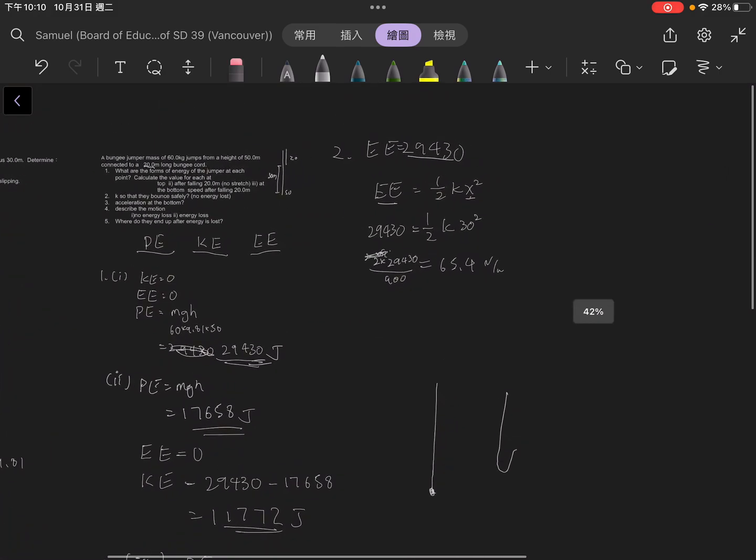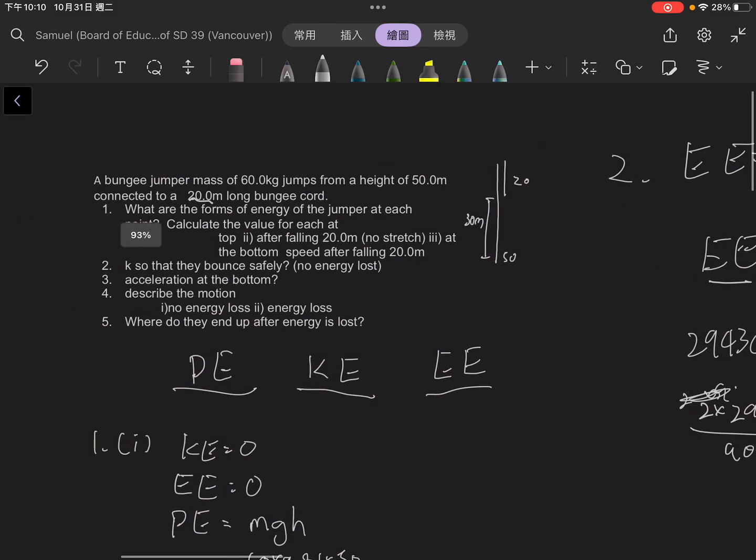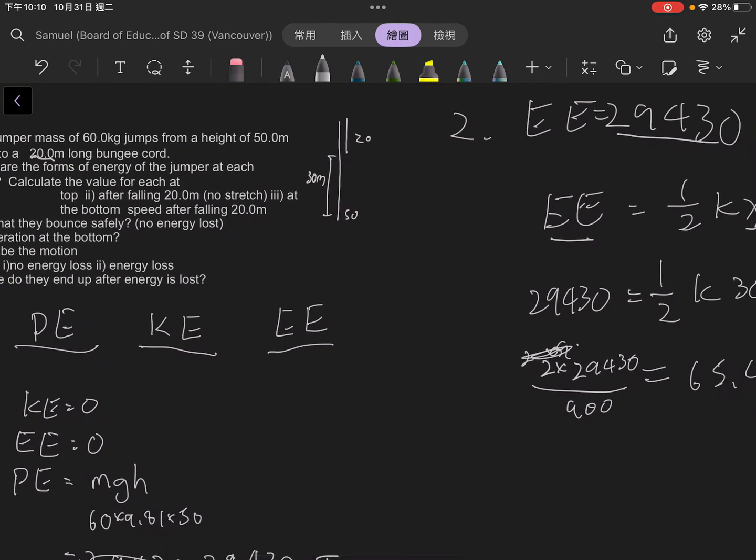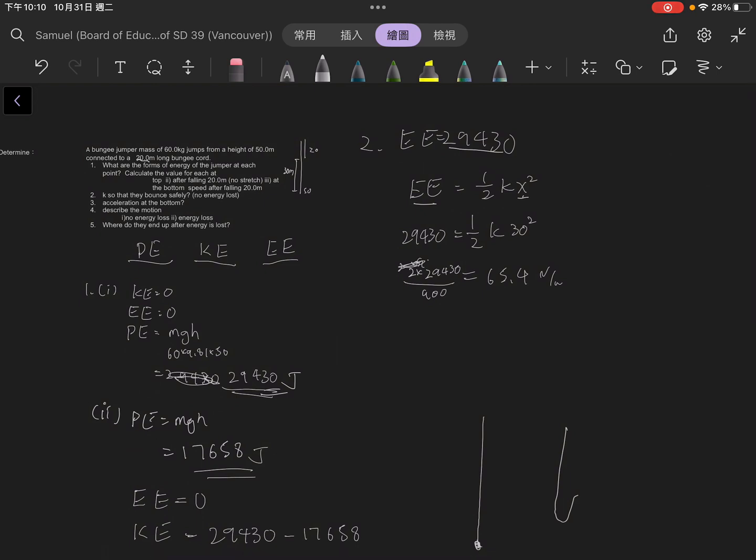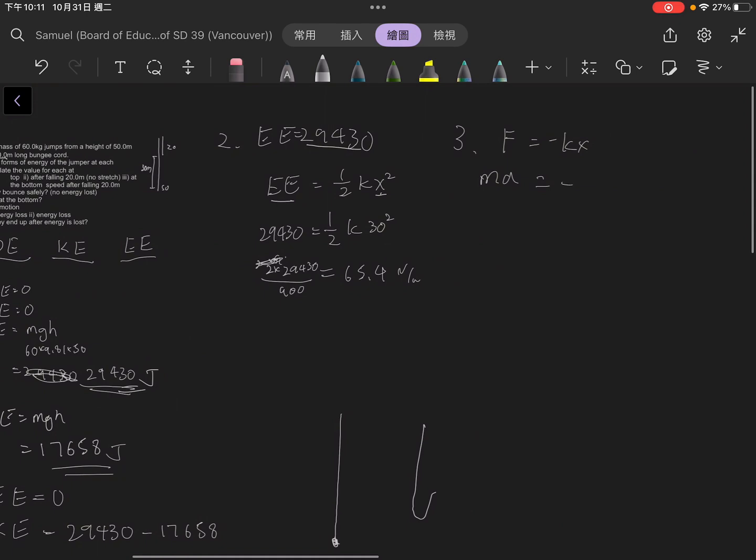Third question: what is the acceleration at the bottom? Here we will use another equation that we know, which is F equals negative kx. How is this related to the question? Since we know the mass of the object and we want to find acceleration, just substitute force by mass times acceleration, and we plug in the numbers that we know again.